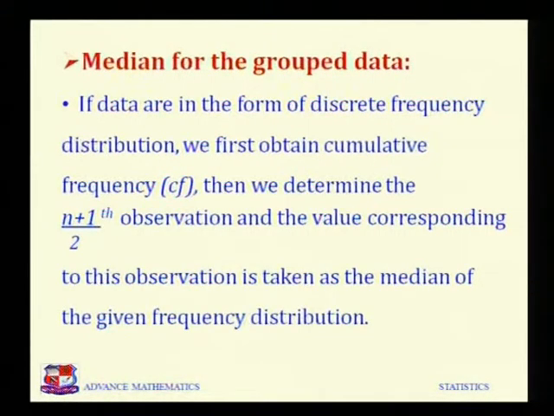That means if we have data in the form of a discrete frequency distribution, as I have told you earlier, what is a discrete frequency distribution and what is a continuous frequency distribution. For a discrete frequency distribution, we have particular discrete frequencies. We don't have class intervals in a discrete frequency distribution. So we first obtain the cumulative frequency. What is cumulative frequency? That we will see in the example. Then we will determine the (n plus 1) by 2th observation, and the value corresponding to this observation will be taken as the median for the given frequency distribution.